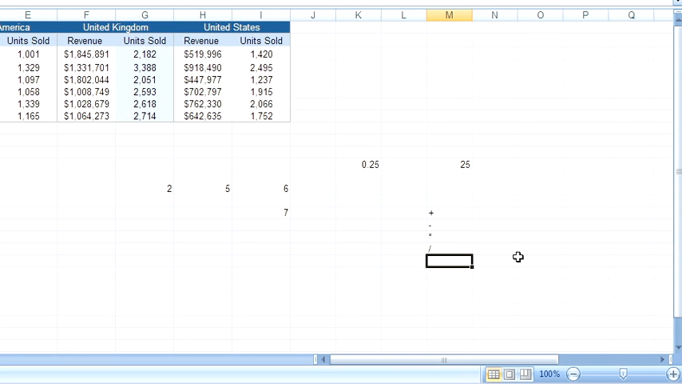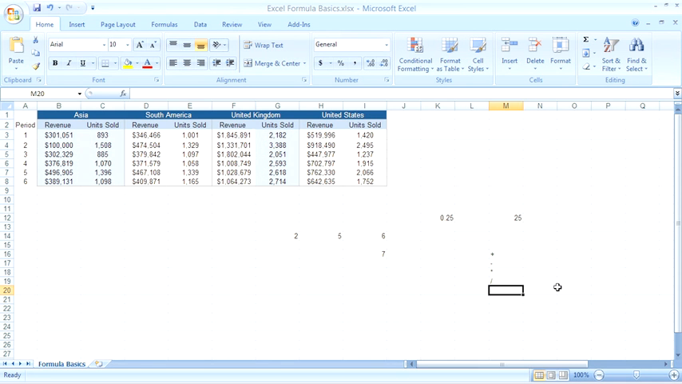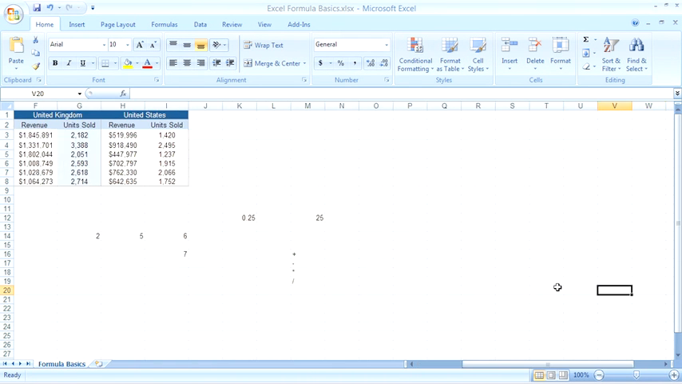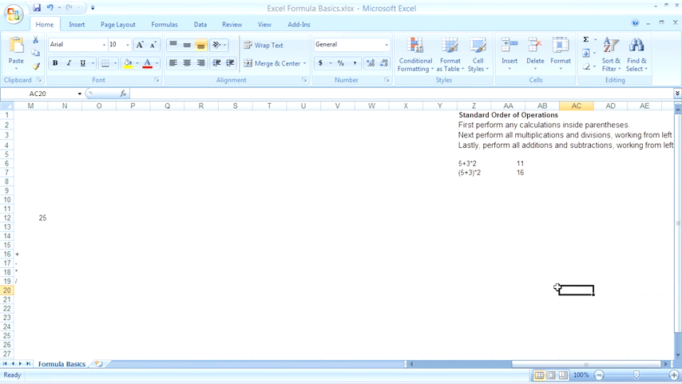When building formulas, it's important to keep in mind the standard order of operations. Now, if you can remember back to your days in math class, the standard order of operations is the order that a mathematical operation is performed when you're using more than one operator. Go ahead and scroll right on your sample file to see the standard order of operations. I've got an example here also.